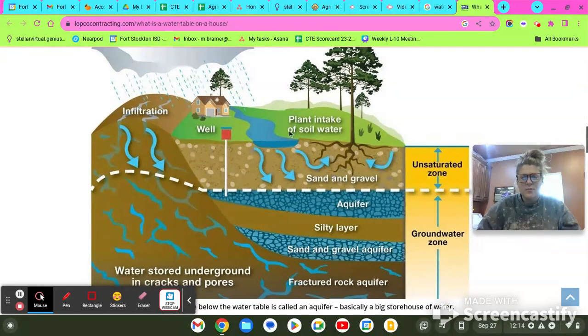You can see we've got our plants on here, and we've got our soil level. Then you've got a level of gravel, sand, and some rock. Underneath it, you're going to have your first layer of water. So obviously, if there are chemicals or pollutants getting in that sand and gravel level, they're going to seep down into the water level.